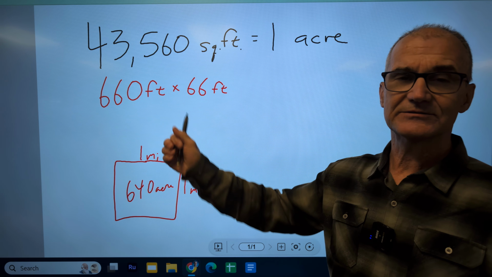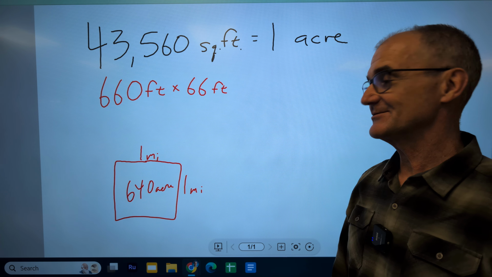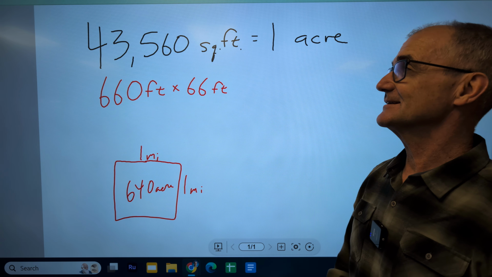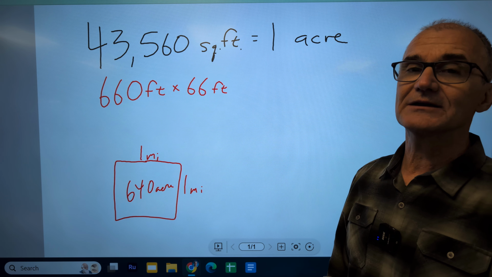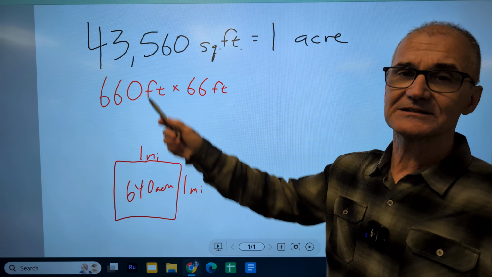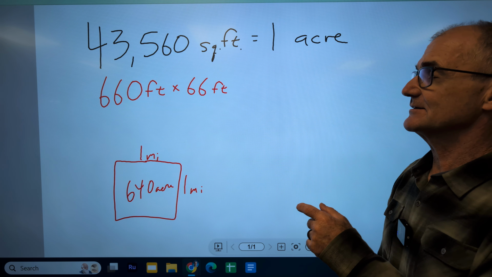I think that has to do with some rods and other kind of old measuring systems that really aren't used anymore. The important thing to note is that there are 640 acres in a square mile and 43,560 square feet to the acre.